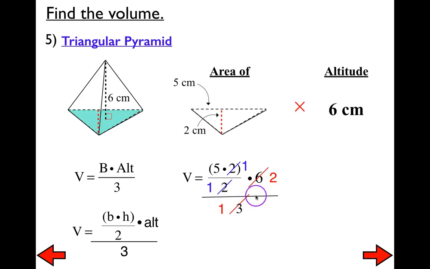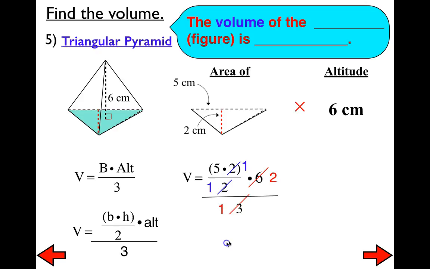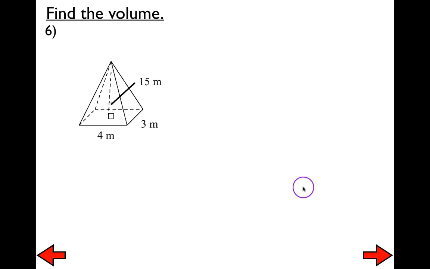So I know it looks very messy, but just go ahead and multiply straight across. 5 times 1 is 5. 5 divided by 1 is still 5. So I'm going to do 5 times 2 is 10. And 10 divided by 1 is still 10. So I'm going to say that the volume of the triangular pyramid is 10 centimeters cubed.